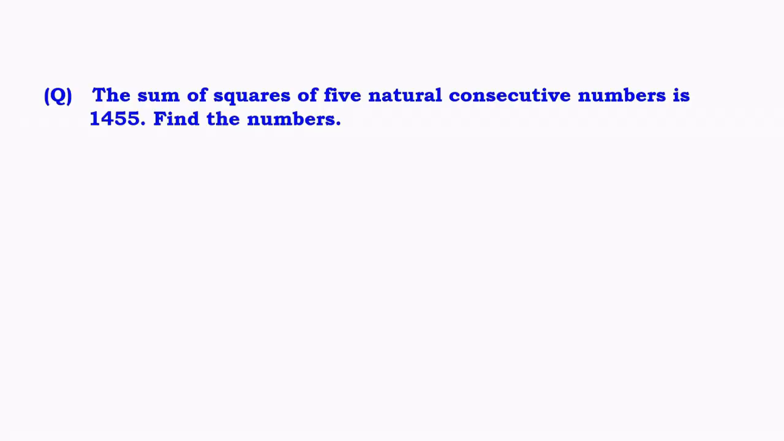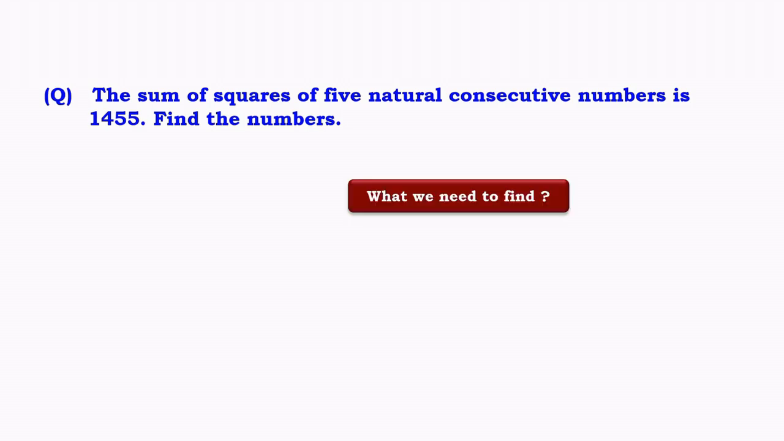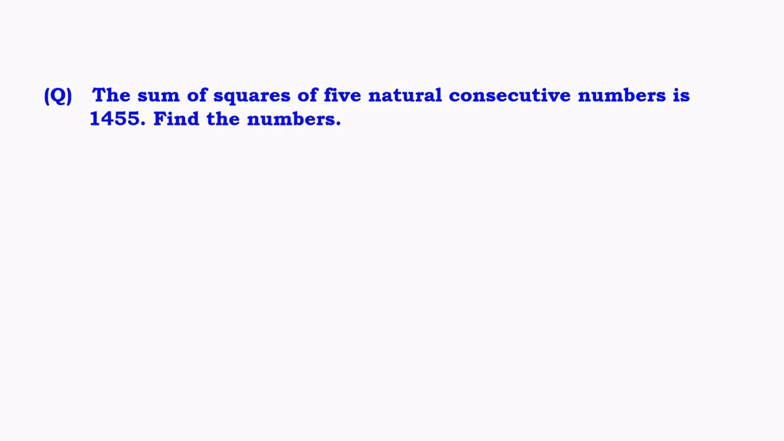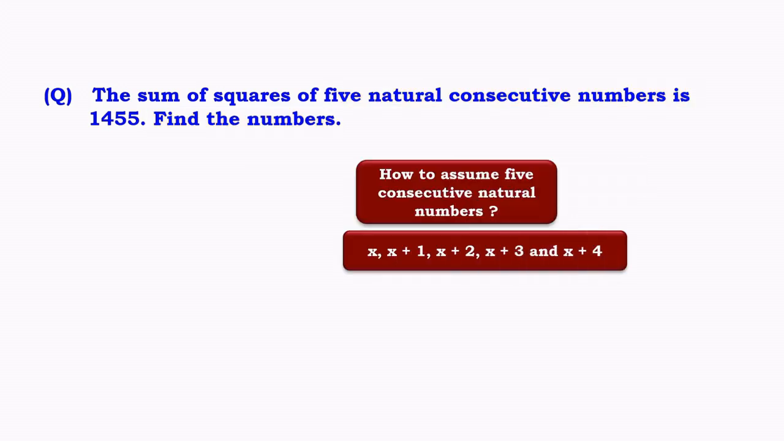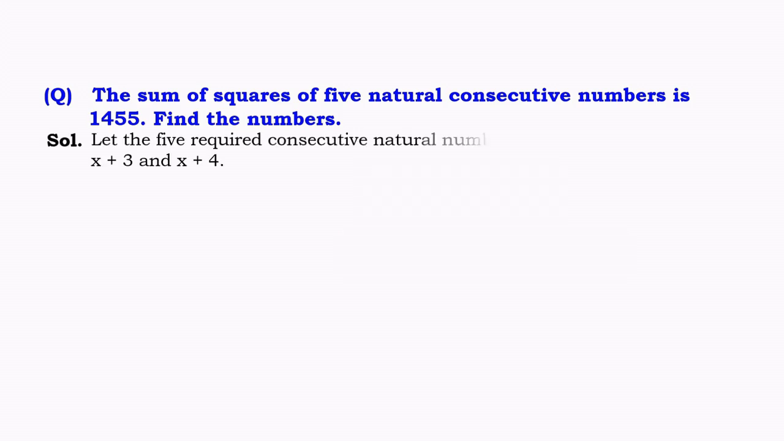Let us read the question. The sum of the squares of 5 consecutive natural numbers is 1455. We have to find the numbers. In this question, we need to find 5 consecutive natural numbers. Since the question involves 5 consecutive numbers, let us represent them as x, x plus 1, x plus 2, x plus 3, and x plus 4.